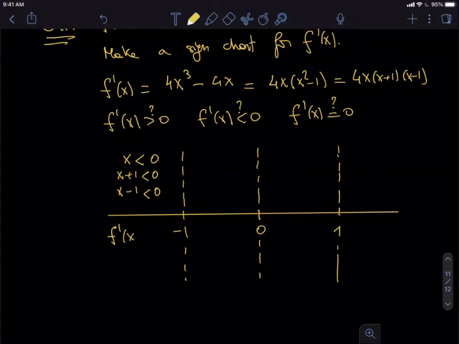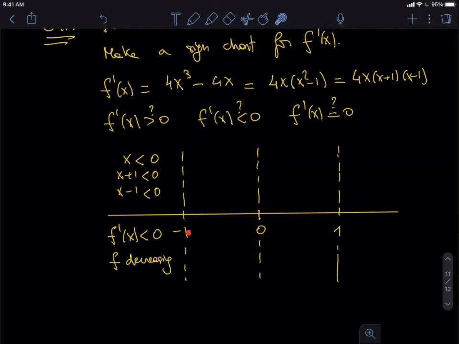So we have that f prime of x is negative. And therefore, f is decreasing. Okay. So we are done with the first one. Let's move on to the next interval.